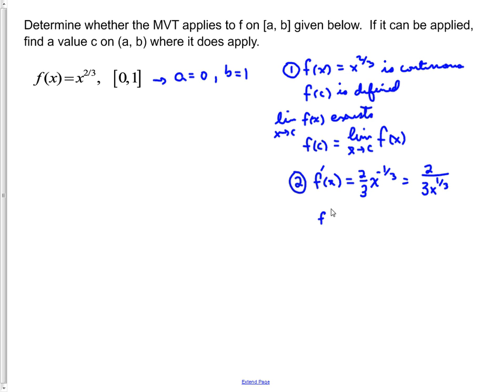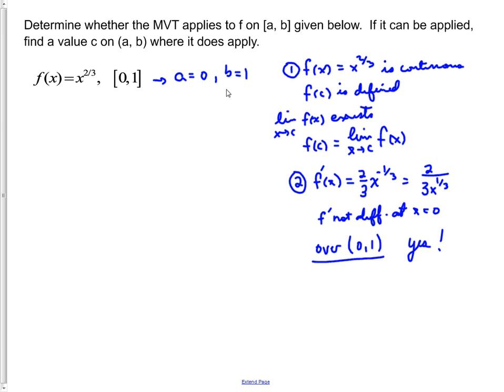So f prime is not differentiable at x equals 0. But does that really matter? Well, no, because we're interested in whether or not it's differentiable over the open interval from 0 to 1. So we don't really care what happens at 0. So therefore, our answer has to be, in fact, that yes, it is differentiable, and so it meets those two conditions.